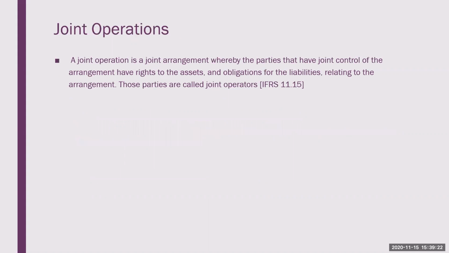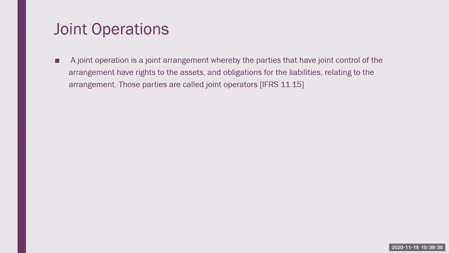Joint operations are essentially joint arrangements whereby the parties that have joint control over the arrangement have rights to the assets and obligations for the liabilities relating to the arrangement. These parties are called joint operators.